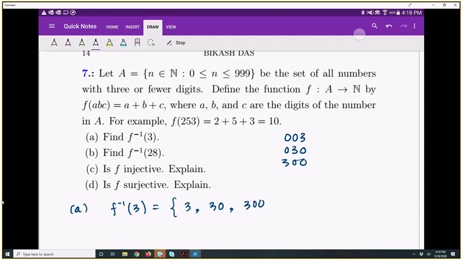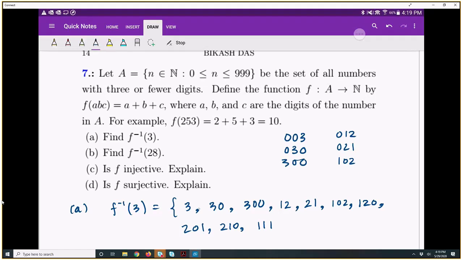Also, I could have 12, if I think of it as 0, 1, and 2, or I could have 21, or I could have 102, and then I could have 120, I could have 201, 210, and I think that's all I could do with 0, 1, and 2, but I could have 1, 1, and 1. That's a perfectly valid 3-digit number.